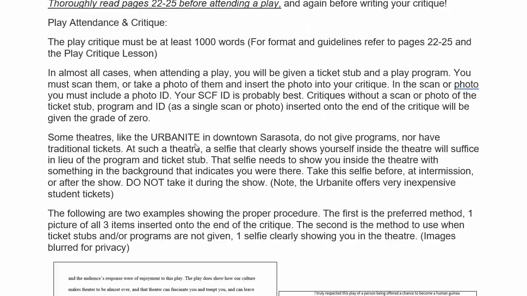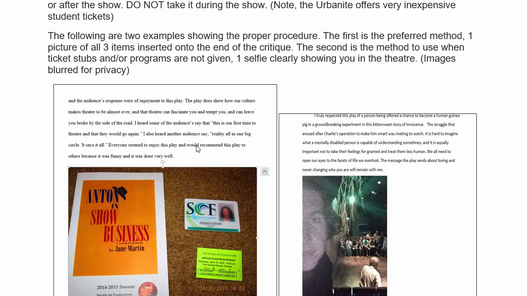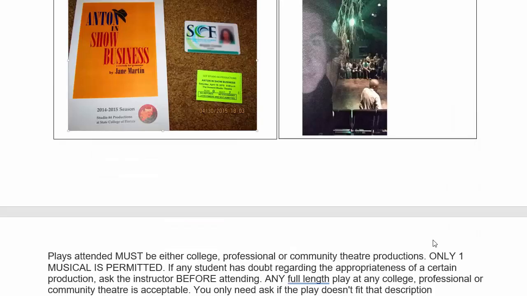So here are the examples. This is the end of somebody's critique of a show, and this is the photo they inserted into the document. And this is the end of somebody else's critique. This was a show at the Urbanite, and this is the selfie they took to indicate that they were there. If you don't know how to insert an image into a Word document, you need to learn how to do that.